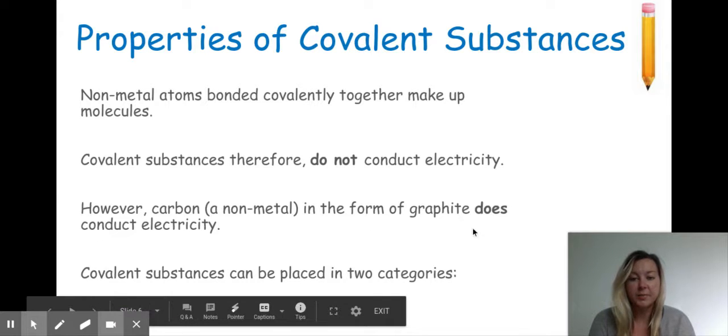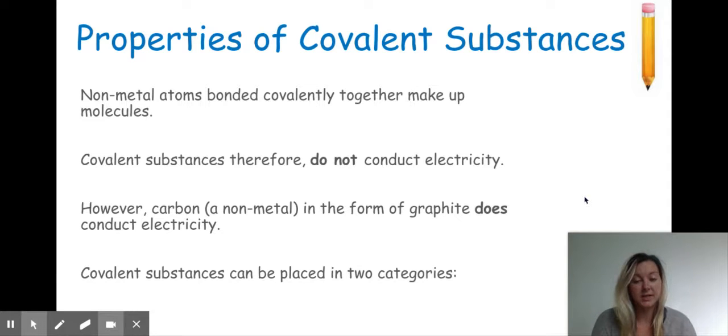However, carbon, a non-metal in the form of graphite, does conduct electricity. That's your example I want you to memorise. And covalent substances can be placed into 2 categories. More on those 2 categories in the next section of the video. I want you to copy that note into jotters just now.